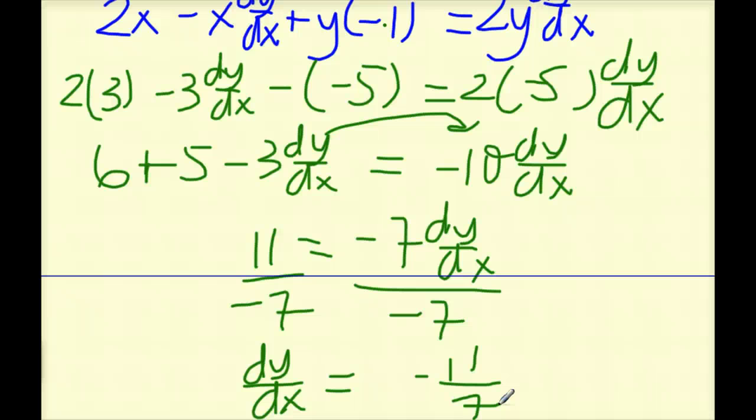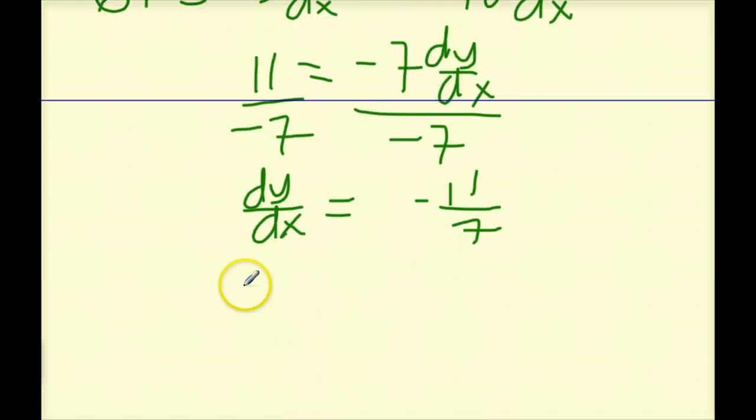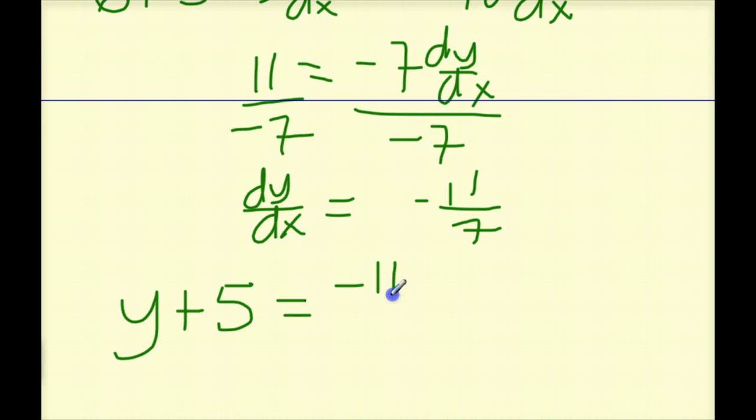Alright, so now that I have this, I can create our tangent line equation for this problem. So let me give us some space. What we have here is y minus, I plugged in a negative 5, is equal to negative 11 over 7 times x minus 3. Good. So what we're going to need to do is do the same exact thing.